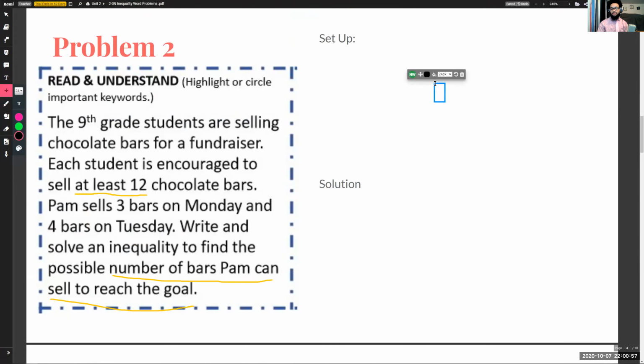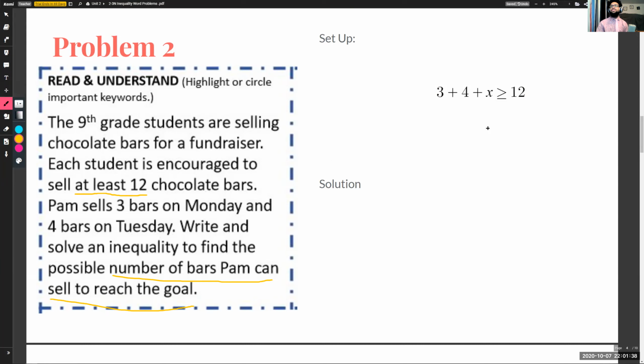We know we're going to have something is greater than or equal to 12 because they're asking Pam to sell at least 12 bars. Now let's look at the rest of the information that's given to us. She sells 3 bars on Monday. So that's something we're going to add. And then she sells 4 bars on Tuesday. So she's sold 3 bars and then an additional 4 bars. How many more bars does she need to sell to get up to 12? That's what we're trying to figure out. And so plus X. We don't know how many more she has to sell. We're trying to find that.